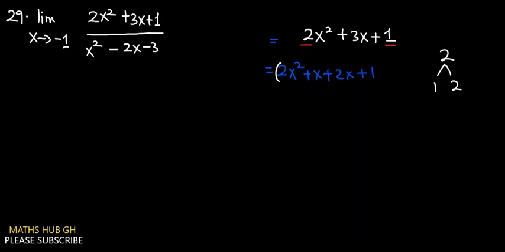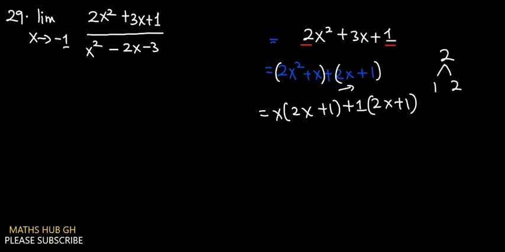So now let's do the factorization here. If you do the factorization, you're going to have x into bracket 2x plus 1, plus 1 out, because 1 will be the only value common to these two terms. 1 out, bracket open, 2x plus 1. So at the end, you're going to have x plus 1 multiplying 2x plus 1, which will be the factorized form for the numerator.